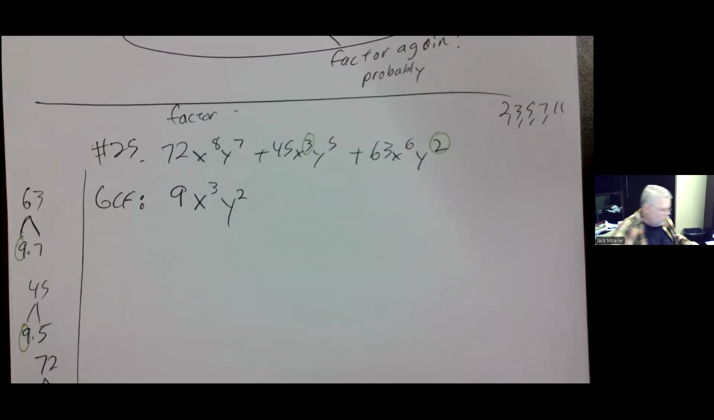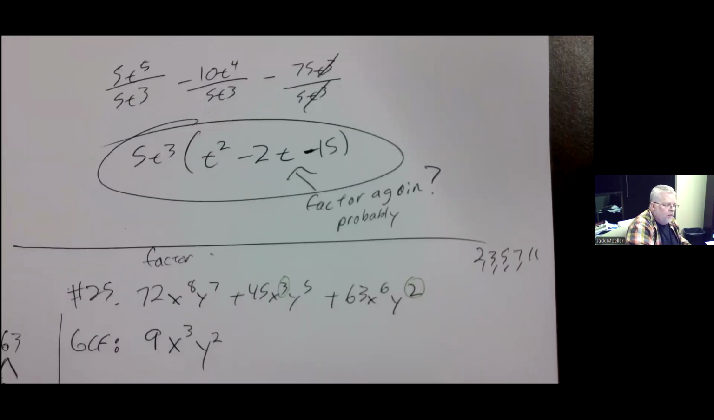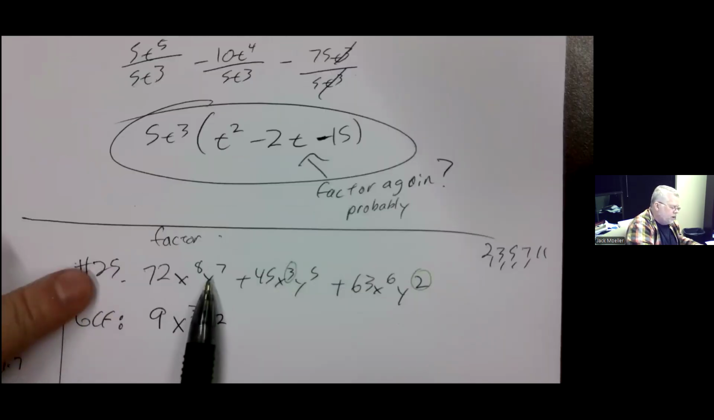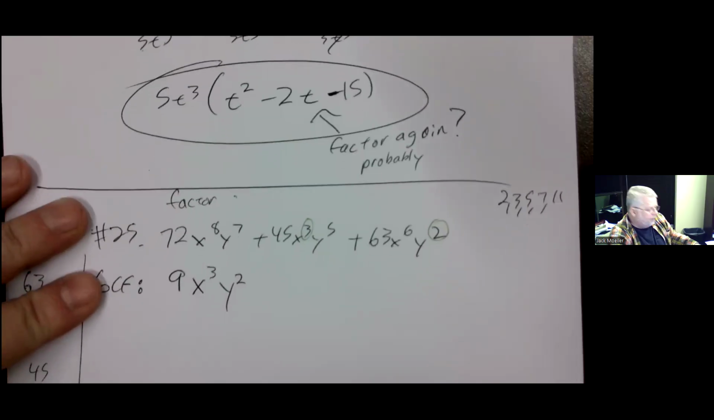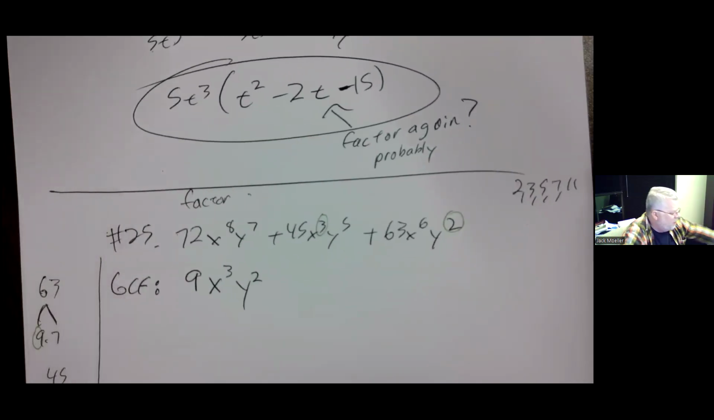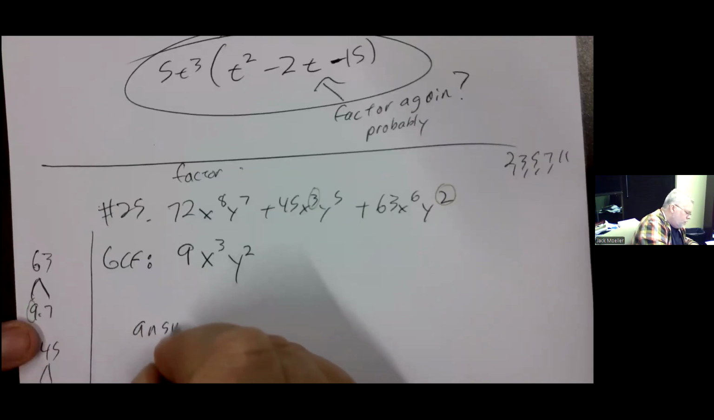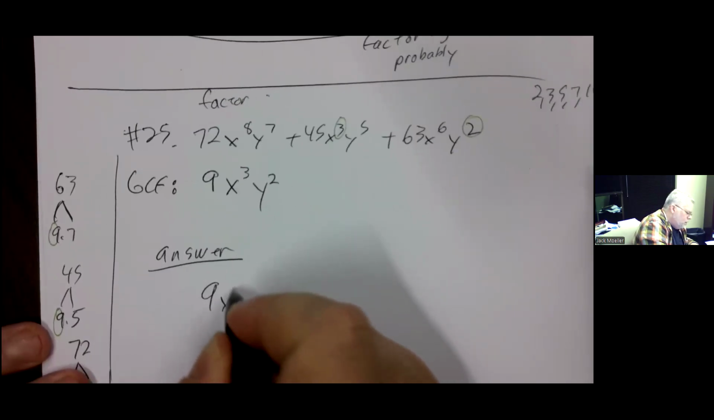Okay. Now, again, at this point, if you need to physically write out the division, each one of these divided by 9x cubed y squared, then by all means do so. I'm a big believer in writing extra steps down is going to get you fewer mistakes than doing it all in your head. But in the interest of time, I'm going to do the shorter version of the division and show you, because once you get some practice, you can do it that way.